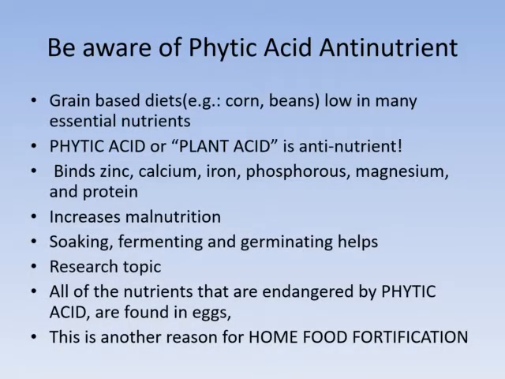Now, there's something else that is relatively new knowledge in the nutrition science world, and that is the importance of phytic acid, which is an anti-nutrient. Many people are eating grain-based diets, corn, beans, that are low in essential nutrients, but they are high in phytic acid or plant acid, which is a phosphoric acid that is an anti-nutrient. It is not well absorbed, it's not a good phosphorus source, it's not bioavailable, but it binds zinc, calcium, iron, phosphorus, magnesium, and protein. It increases malnutrition. So it needs to be inactivated.